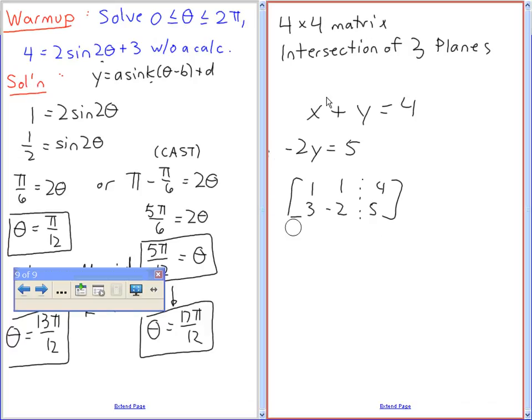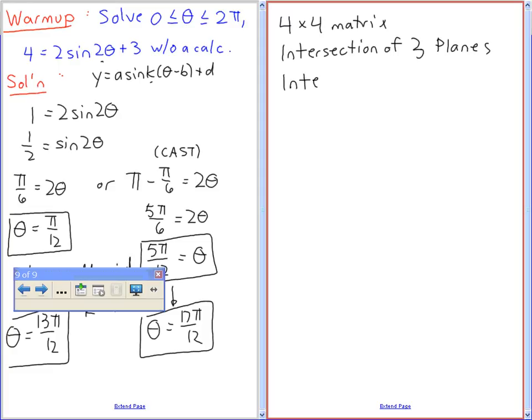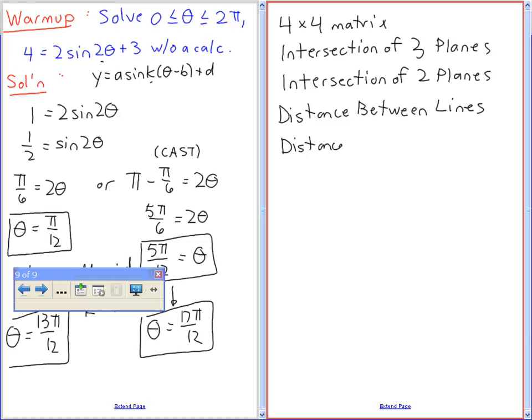Intersection of 3 planes. Underneath that, we'll also say intersection of 2 planes. Distance between lines. Distance from line to plane, point to plane, plane and plane.